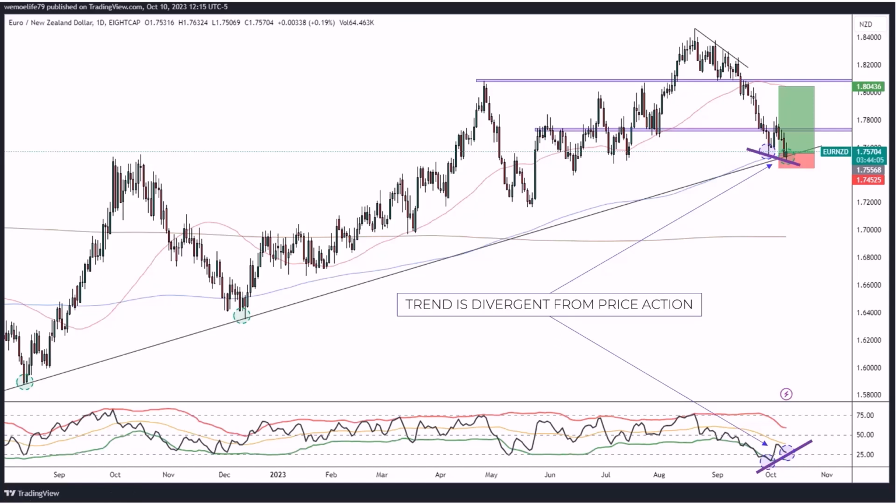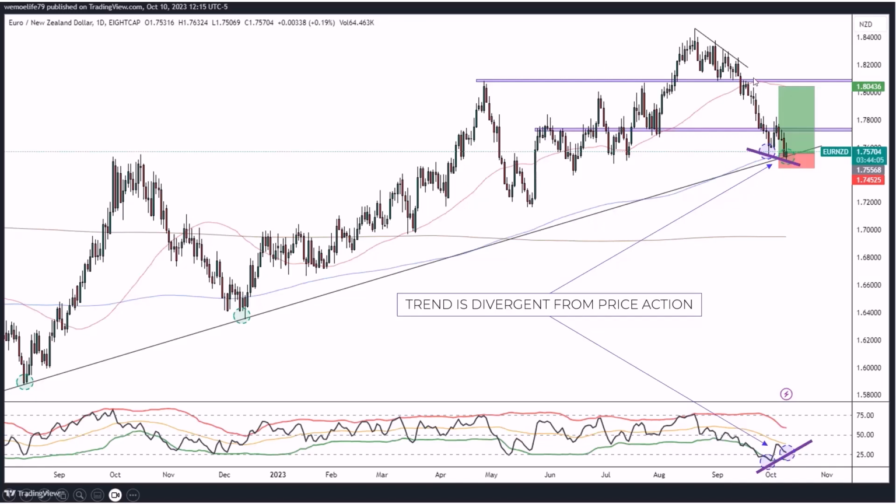Tim, can you clarify again the difference between hidden divergence and divergence? Yeah. So hidden divergence is going with the trend. Regular divergence is going against the trend. So if the trend is going up, this is hidden divergence. But let's say we spotted divergence up here as a trend. It would be a signal that the trend is going to reverse and go counter trend. So that's the only difference.